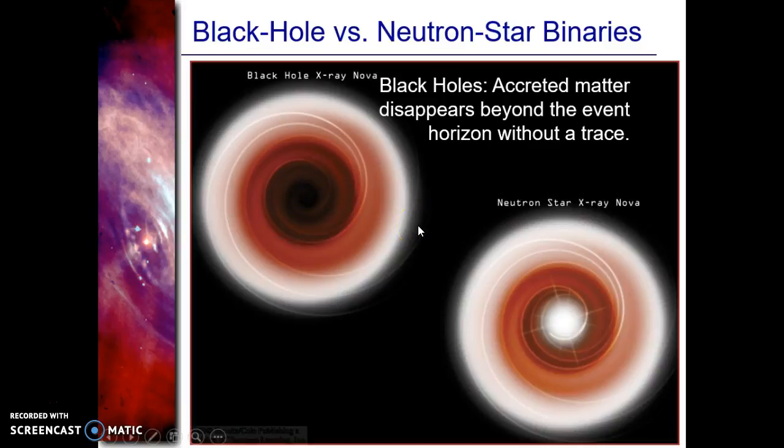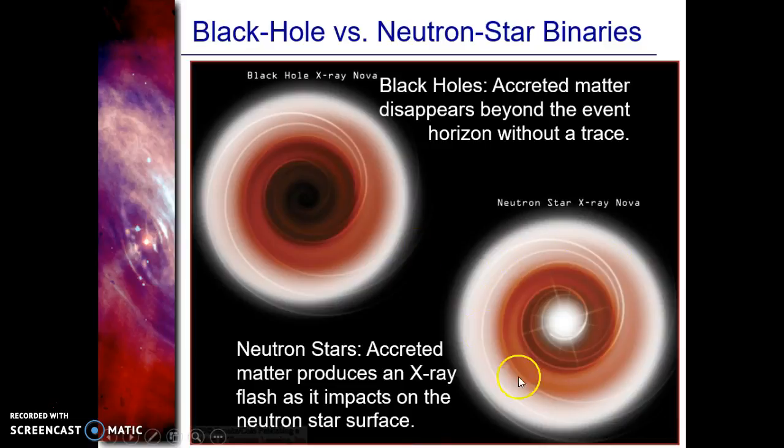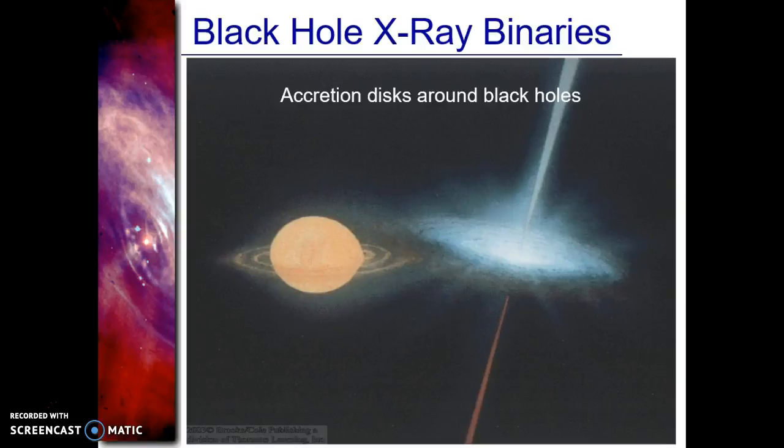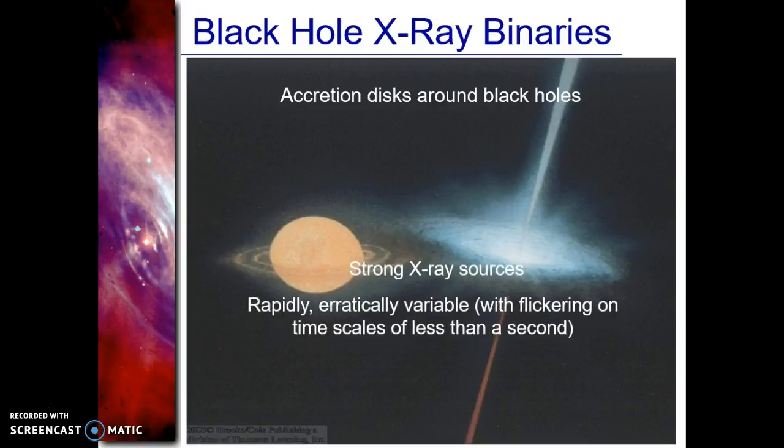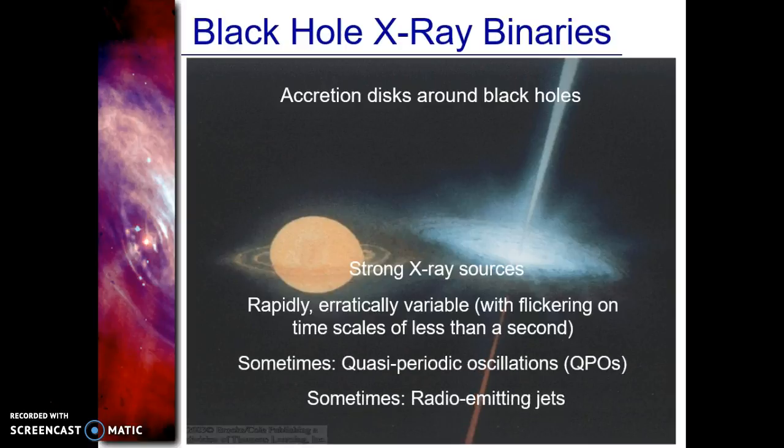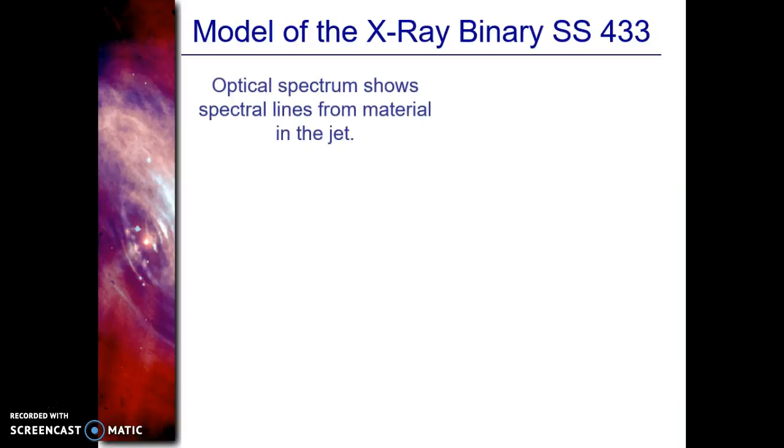And the way you can tell is that if the accreted matter disappears, it's a black hole. If the accreted matter produces an X-ray flash as it impacts the surface of whatever's on the inside, it has to be a neutron star on the inside. Accretion disks around black holes are going to be strong sources of X-rays. They are rapidly and erratically variable, with flickering. Sometimes they're quasi-periodic oscillations, and sometimes they're radio-emitting jets. Yeah, they're weird, right?